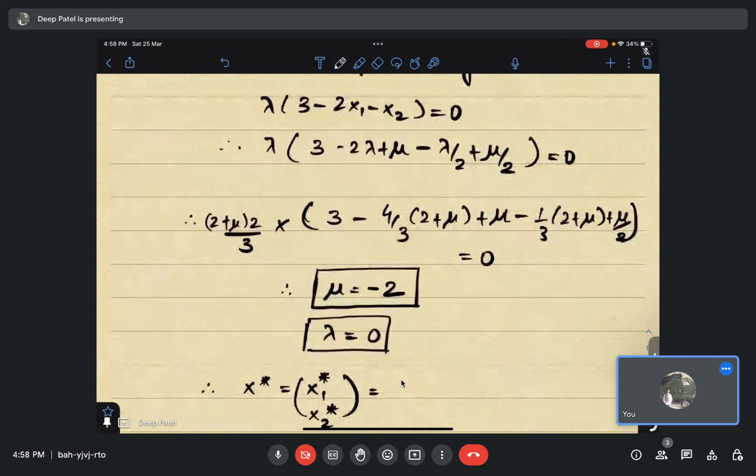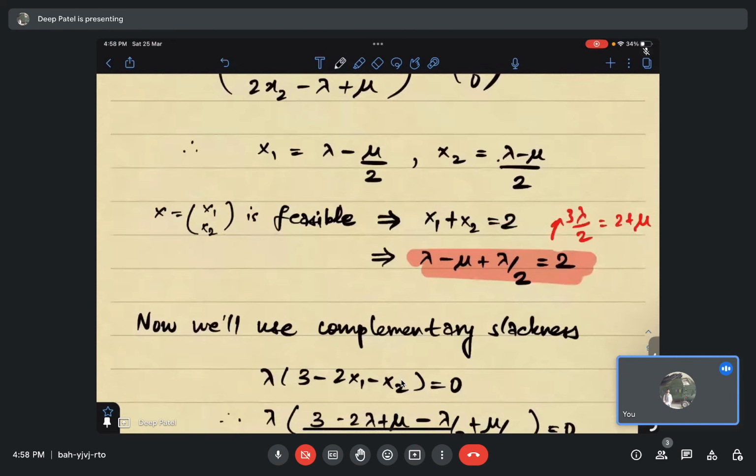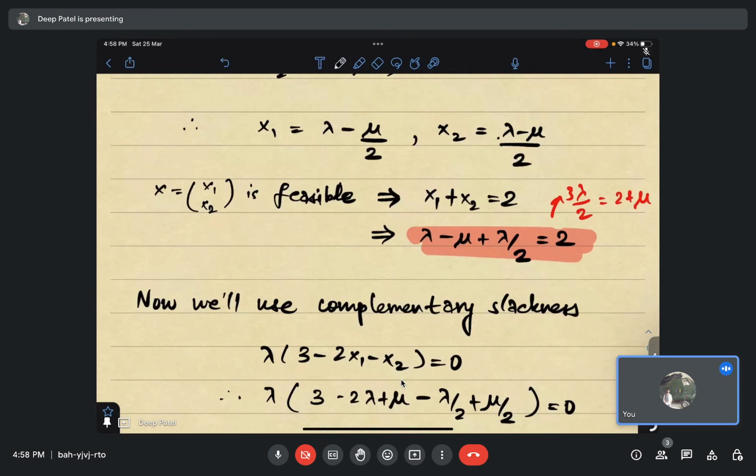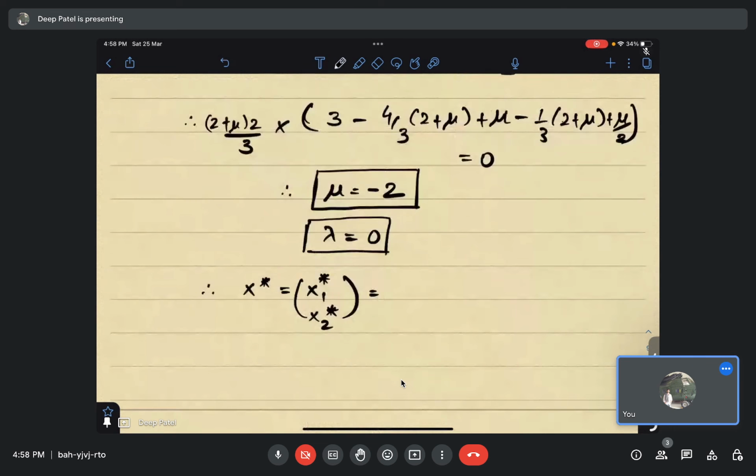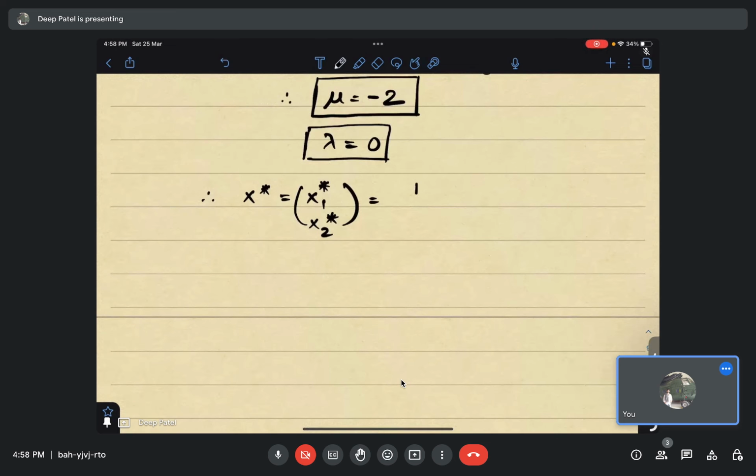So x1 star, x2 star: if I put lambda as 0 and mu as minus 2, what do I get? 1, 1. Oh yeah, it's 1, 1. Okay, so f of x star is simply 1 plus 1, which is 2.